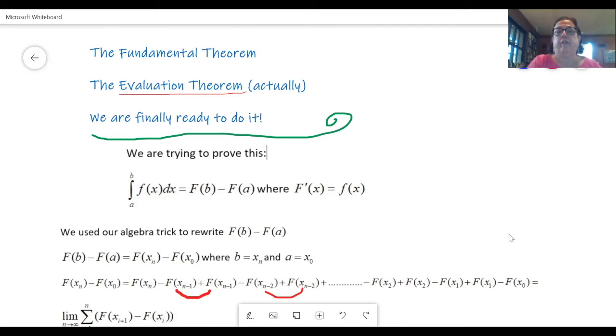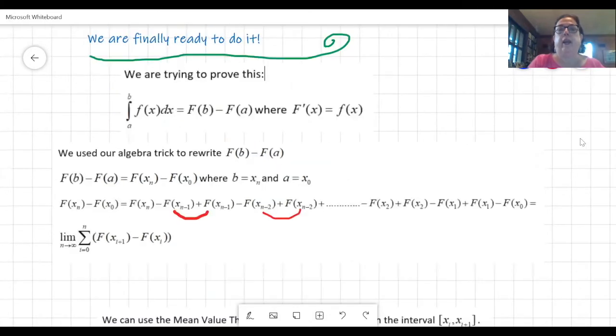So what we did in our first video was look at the mean value theorem and how we could use that. And in our second one, we learned a little algebra trick that we used just on this difference. We didn't really worry too much what the difference was. We just used our trick. And how did we do it?